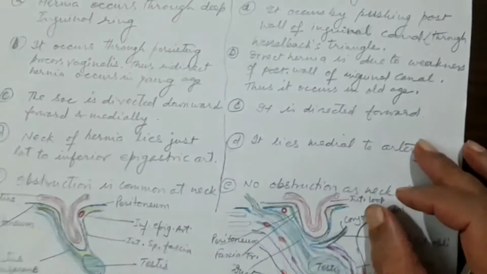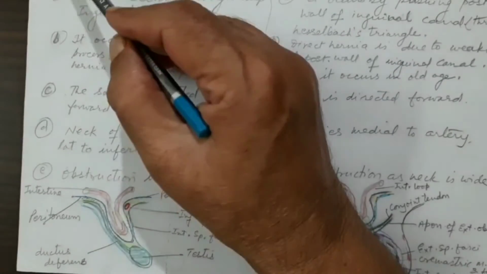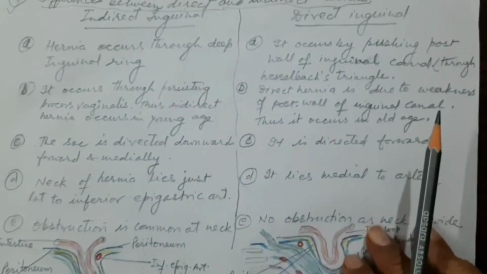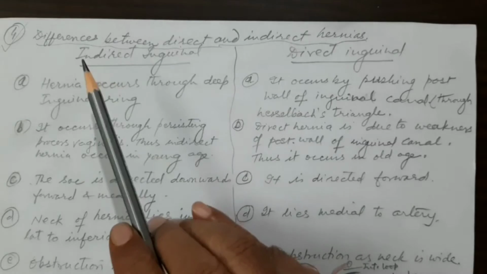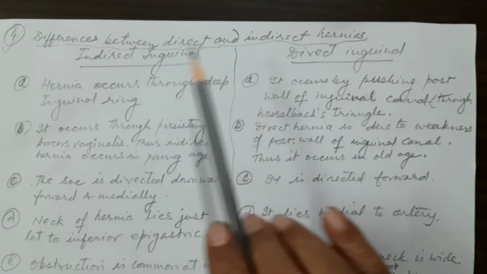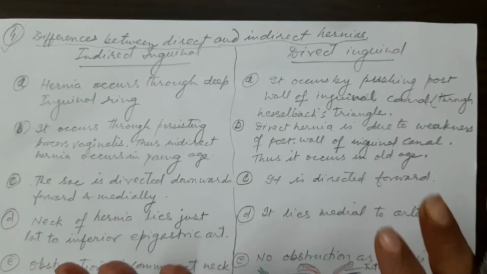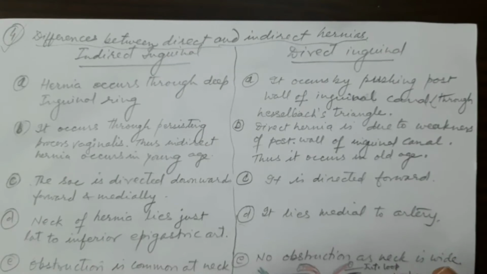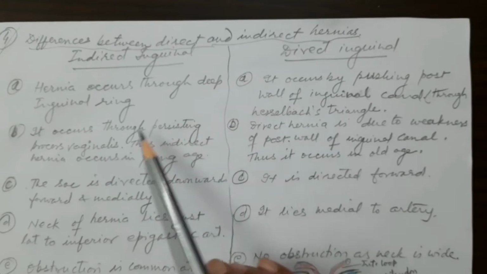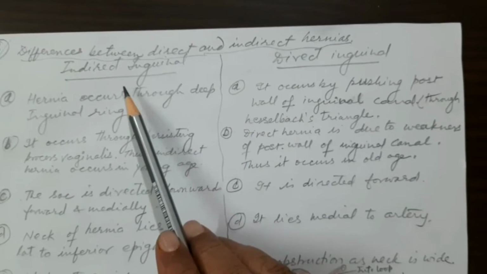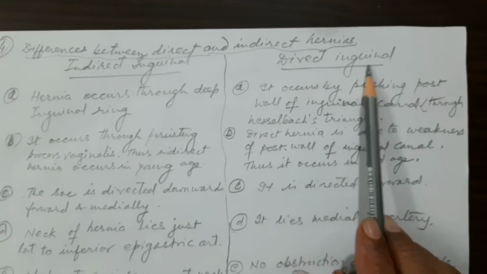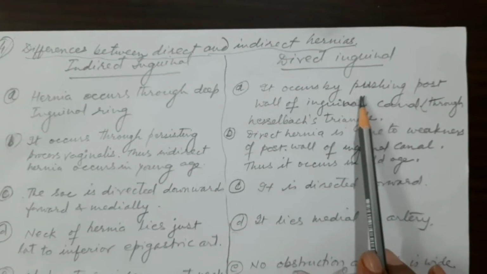Let us come to the fourth aspect of the inguinal hernia, and this is the differences between direct and indirect hernias. Let us see the difference so we can understand what is a direct hernia and what is an indirect. In this column I have given the indirect inguinal hernia here and the direct inguinal hernia on this side.